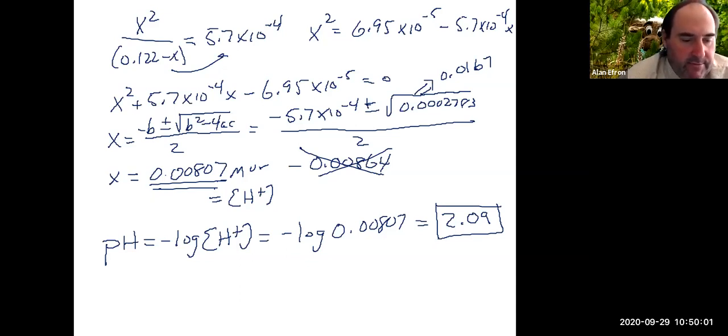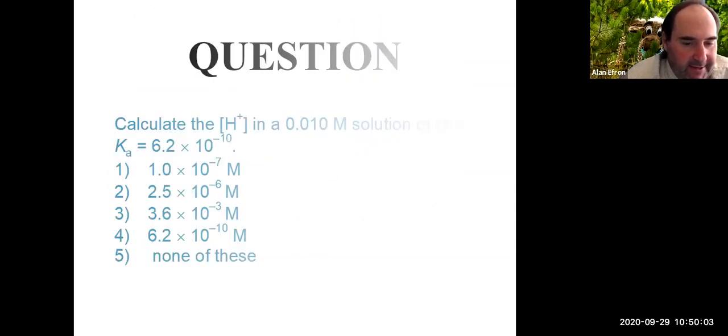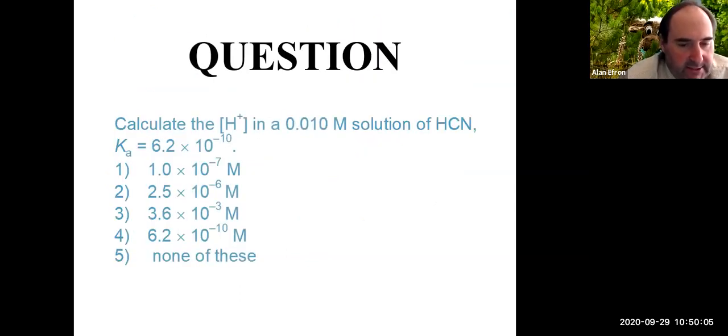Okay, since you're professionals here, why don't you do this one? Calculate the H plus concentration in 0.01 molar HCN. And while you're at it, why don't you also figure out the pH as well? Perhaps the right answer is up there, maybe. We'll see.